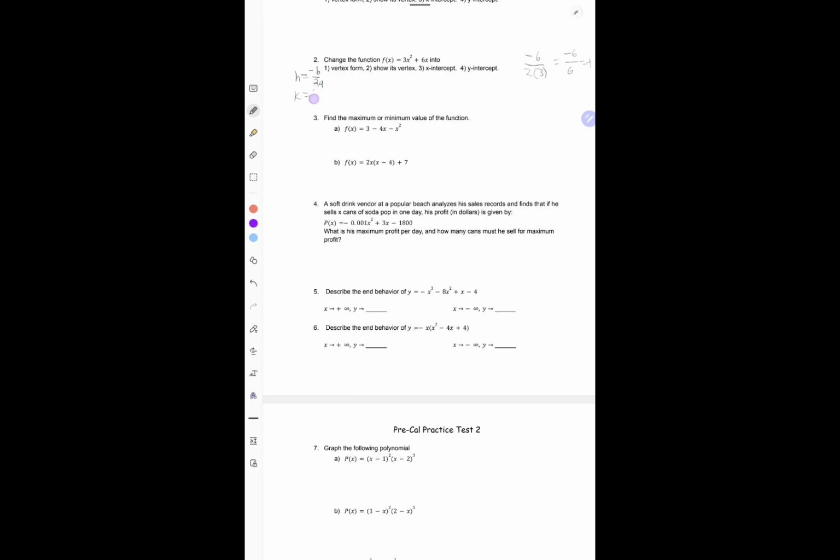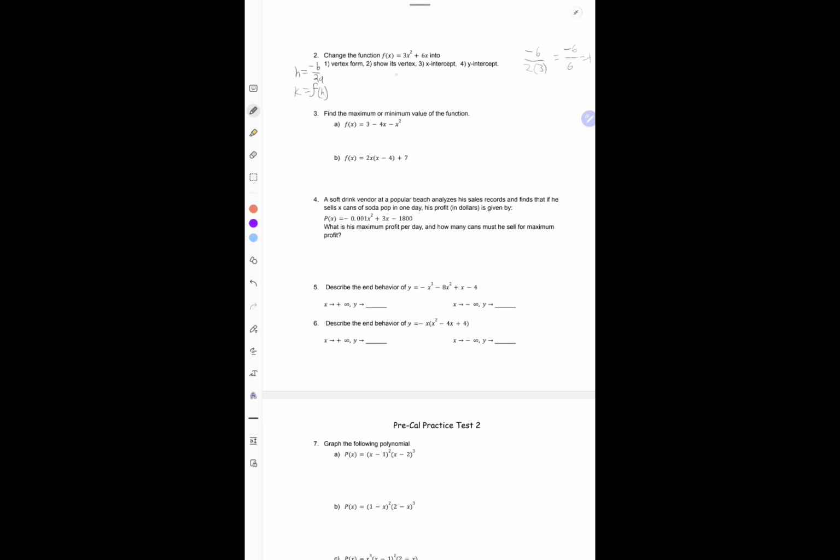k is just equal to f of h, right? So putting in h into f, we are left with what? So that's 3 times negative 1 squared plus 6 times negative 1, right? That leaves us with 3 plus negative 6, okay? Which simplifies to 3 minus 6, which ends up being negative 3. Negative 3 must be equal to k. So there we go. So that is our vertex, right? Our vertex is negative 1 comma negative 3.